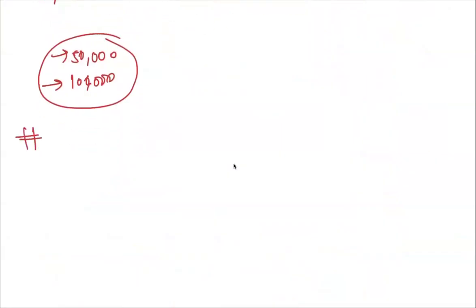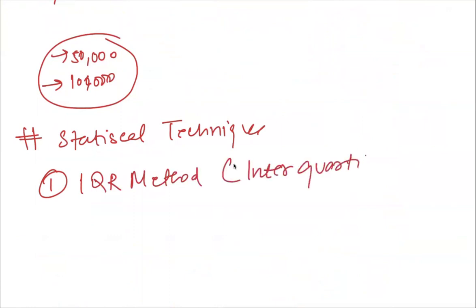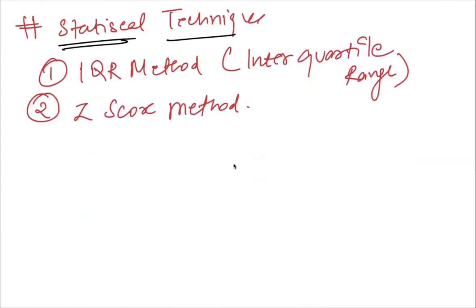I can tell you two statistical techniques. First is the interquartile range, called the IQR method. And the second method is the Z-score method. Let me tell you each of these.